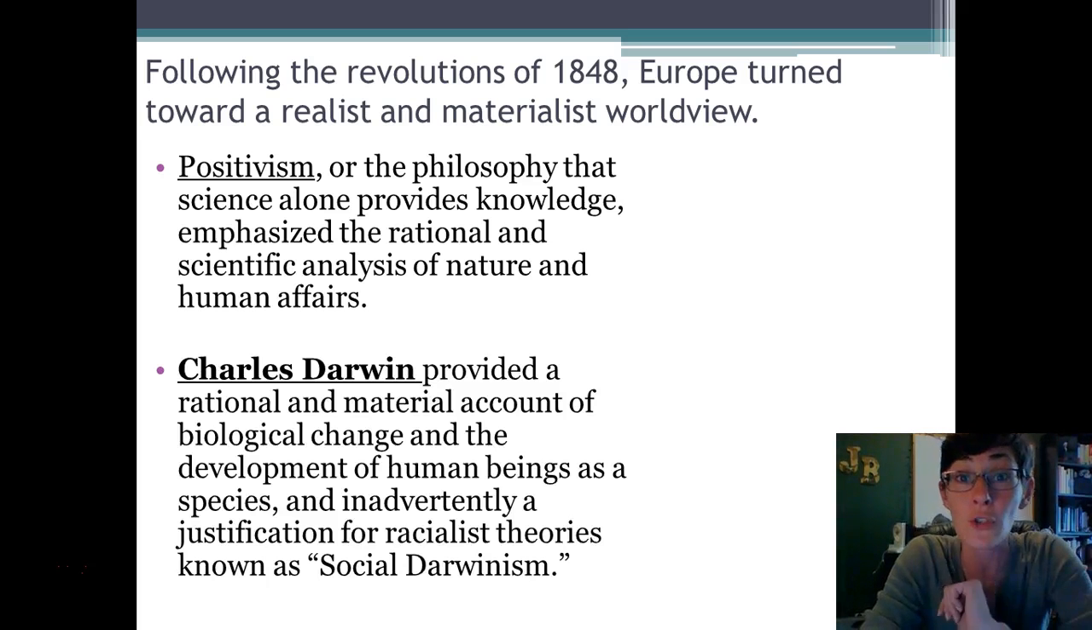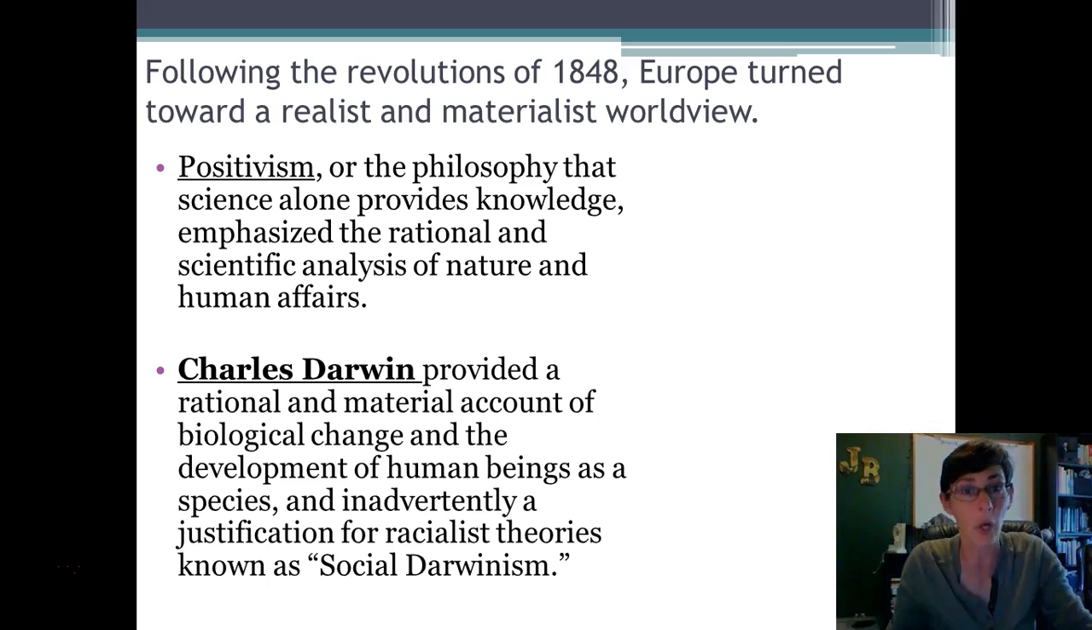All right. Charles Darwin provided a rational and material account of biological change and the development of human beings as a species, and inadvertently justification for rational racialist theories known as social Darwinism. Okay, so basically, if you think about Darwinism, it's survival of the fittest. So the species that is the most fit will end up surviving. The least fit will die out.